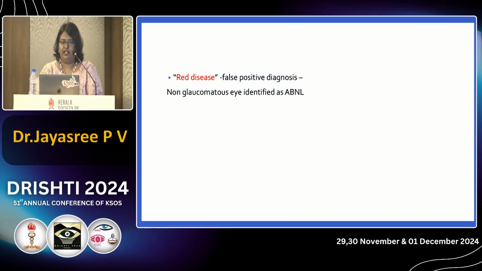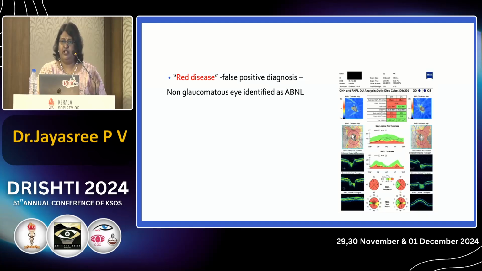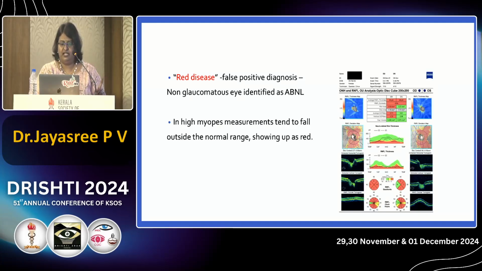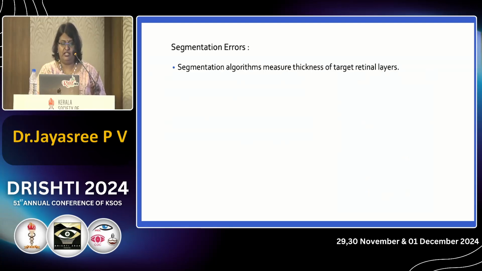You have heard about red disease. When you have no disease, but the imaging system diagnoses it as a disease, that is red disease. No disease, but the system says it's disease. And high myopes tend to have this problem more because of the imaging issues.